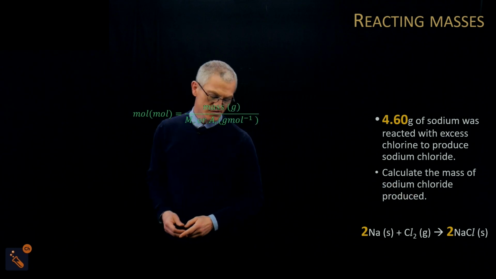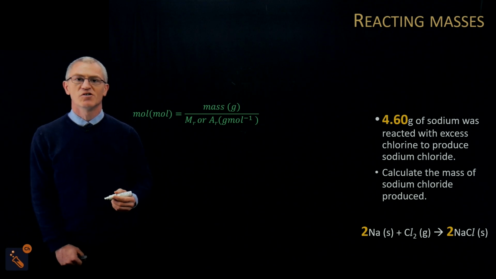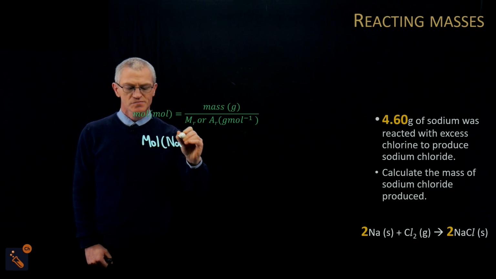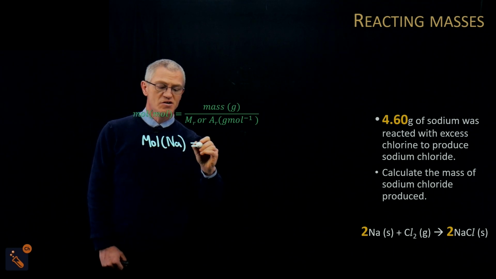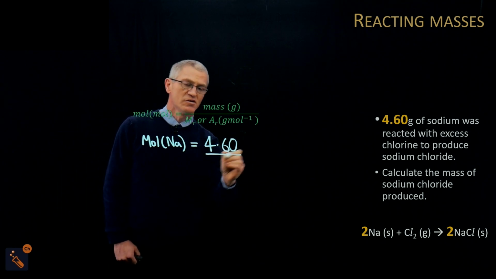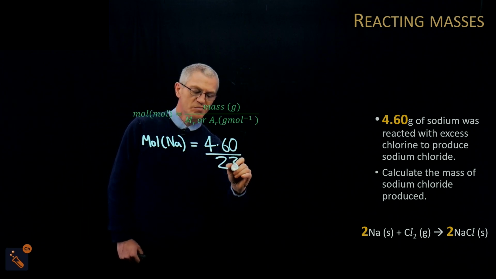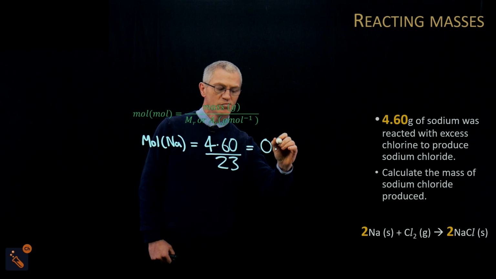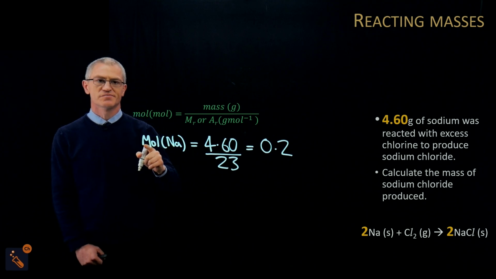We want to know the mass of the sodium chloride that we produce. The first thing is we have to calculate the number of moles, this time the moles of the sodium. The moles of the sodium is our mass over our atomic mass. Our mass is 4.6, which we get from the question, divided by the atomic mass of sodium, which you get from the periodic table, which is 23. So 4.6 divided by 23 is 0.2. We have 0.2 moles of sodium.